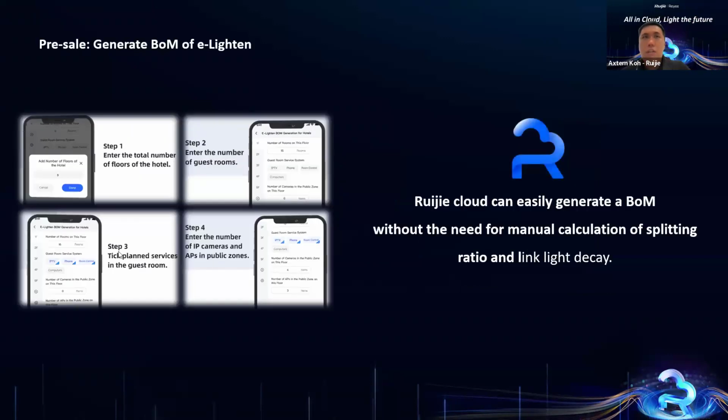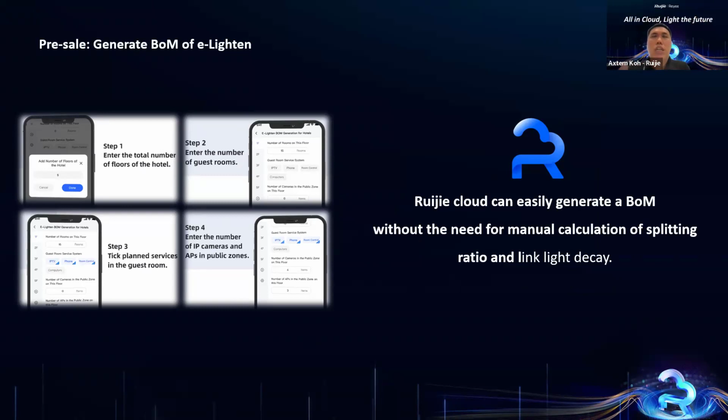So we will try to create new tools in the Ruijie Cloud mobile. We will release it in July. You just need to fill in how many rooms, how many points, whether they support IPTV, phone, room control, everything. It will help you propose a proposal based on the Enlighten solution.